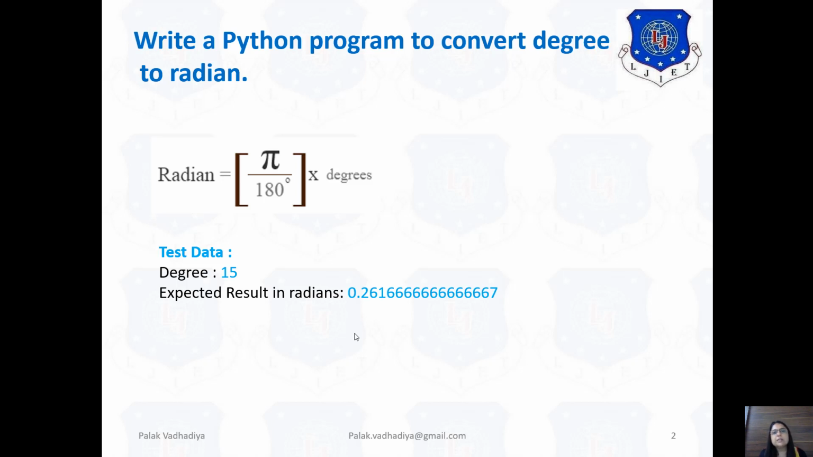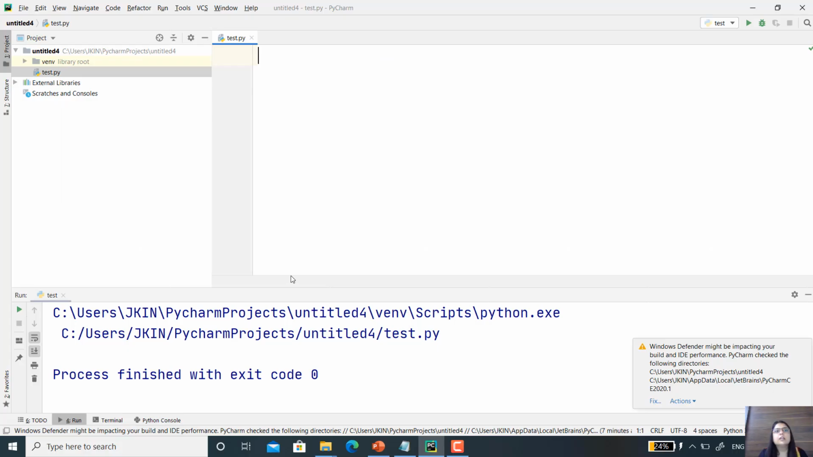We know that PyCharm is what? It's an IDE for Python. IDE means integrated development environment. You can use any IDE, but right now I am using PyCharm. So here I have created one file, that is test.py, under the folder untitled 4. You can give any name.